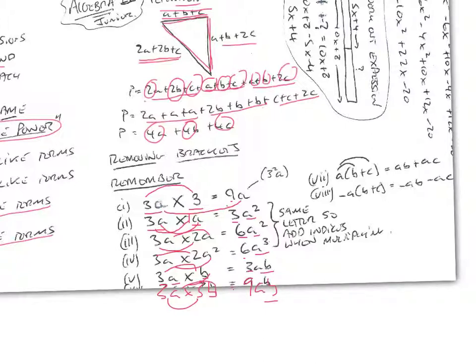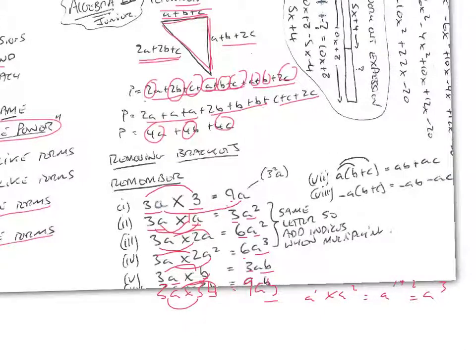And just remember that when we multiply a by a squared, this is a to the 1, which you don't see, but it's there. And when we multiply the same letters, we simply add the powers. It becomes a cubed.